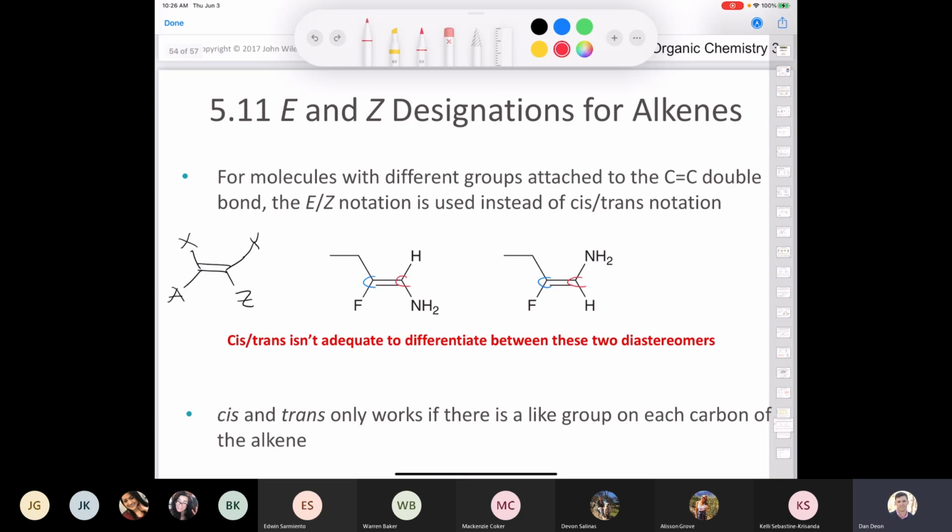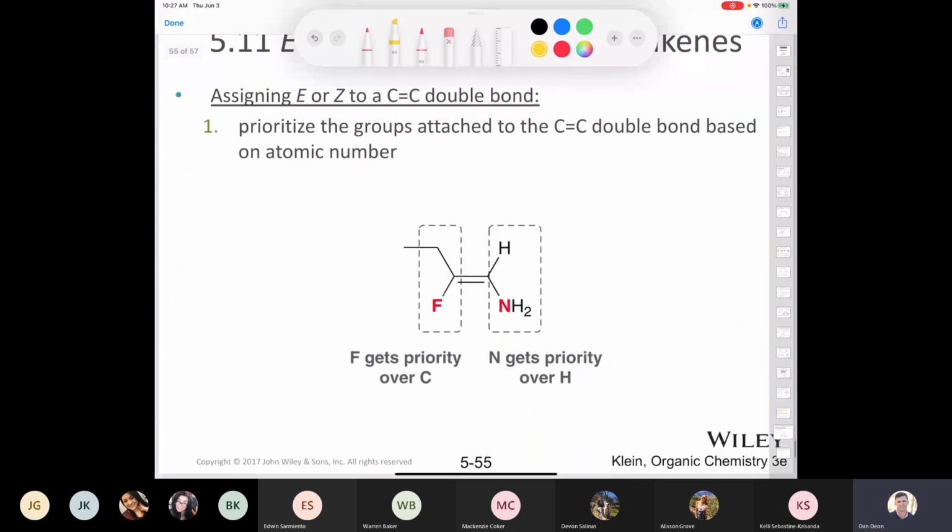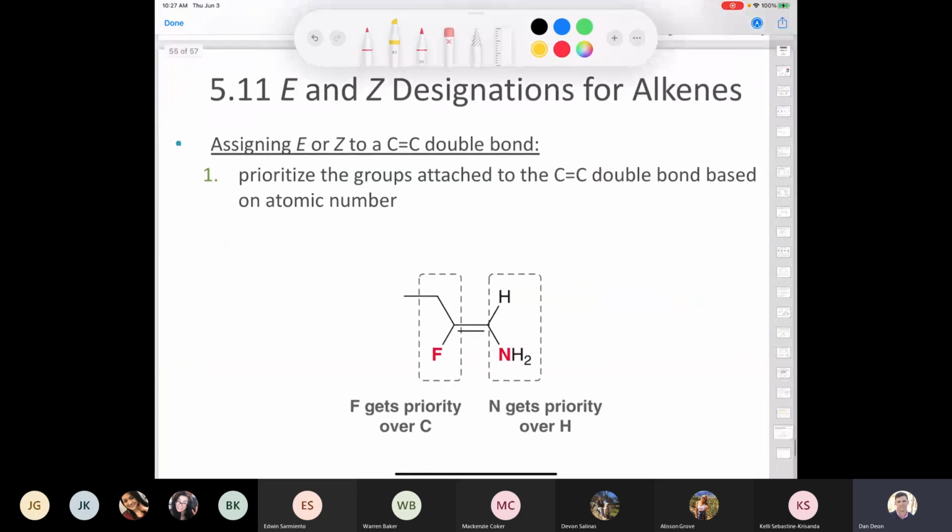Well, how do I designate them? How do I differentiate between these two molecules when I go to name them? I can't call them cis and I can't call them trans. So what you use is what's called E and Z designation. Again, and I'm repeating myself, but the cis and trans designation only works when there is a like group on each carbon of the alkene. All right, so how do we determine whether something is E or Z? It goes right back to atomic number, right? The periodic table, just like in the Cahn-Ingold-Prelog rules. What we do is we look at each one of the carbons. So the first one was the blue carbon. Okay, the second one was the red carbon. We look at the atoms that are attached directly to each carbon.